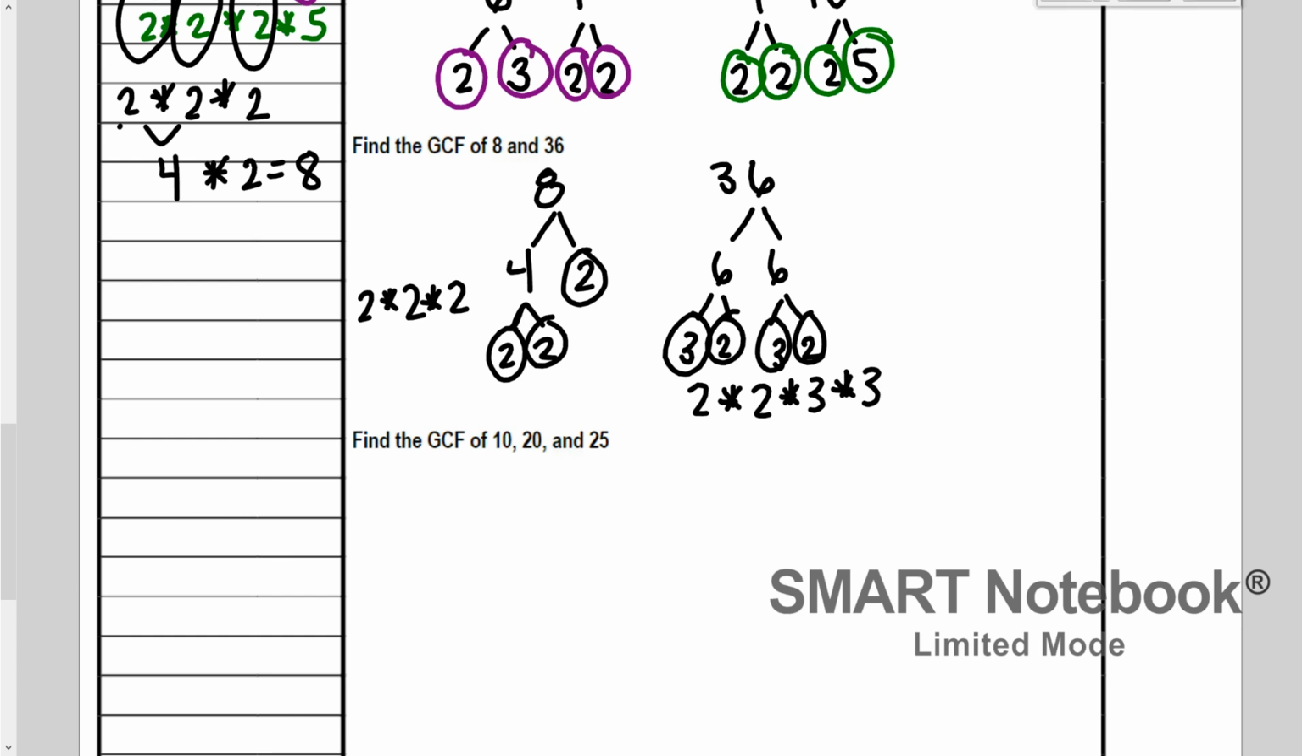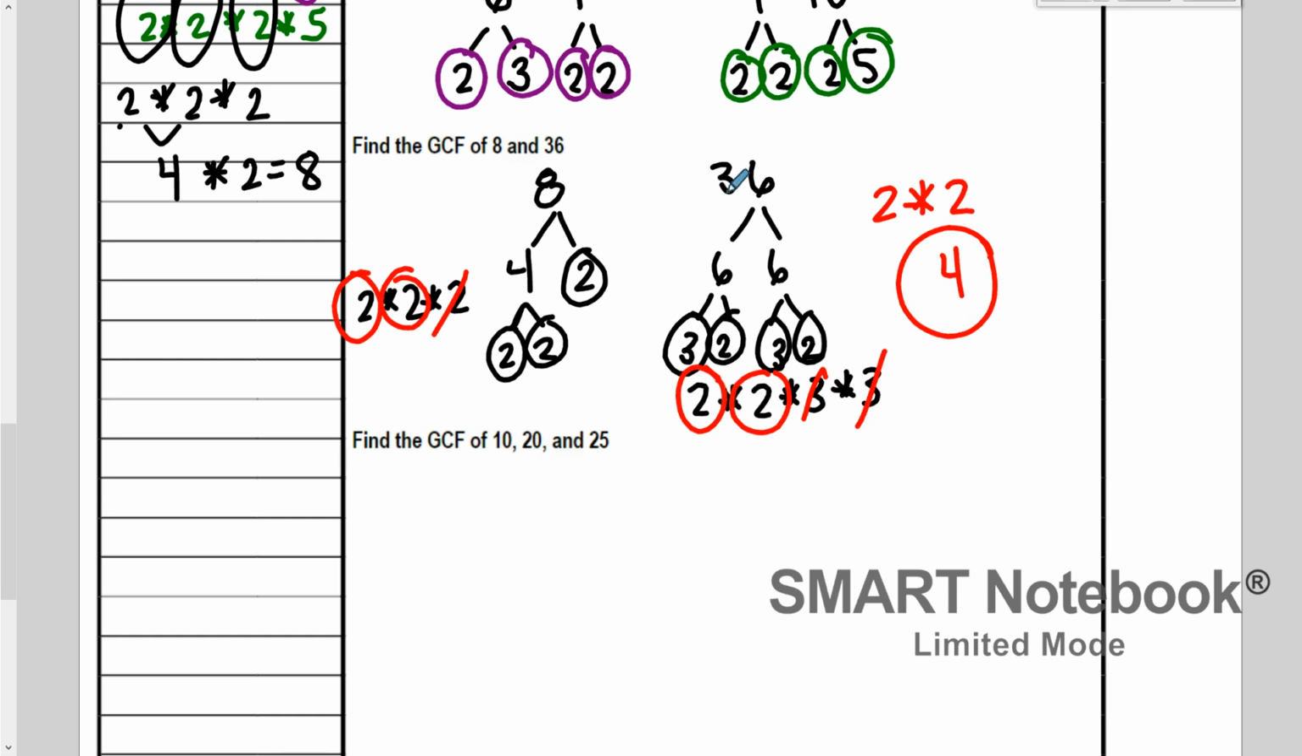Okay, so we've got this first 2 in common. We've got the second 2 in common. And then this one has a third 2, but this list doesn't have a third 2, so we can't have that in common. And then this one has 2 more 3s, but those are not in common either because this one doesn't have any 3s. So what's in common is a 2 times a 2. So our greatest common factor between 8 and 36 would be 4.